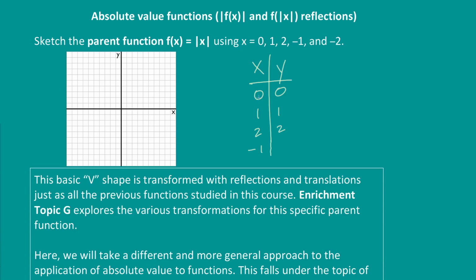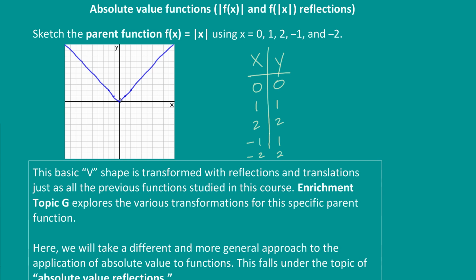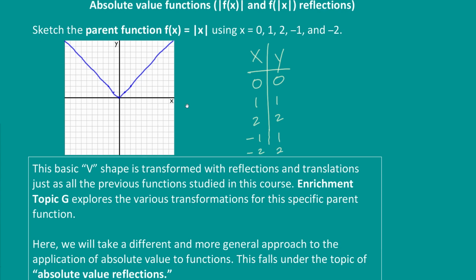When x is -1, the absolute value of -1 is 1. When x is -2, it's 2. So this graph will be a perfect V. This will continue going up like that, and then also like so. There should be a sharp point right there. You'll have to excuse my hand becoming a bit of a curve there.